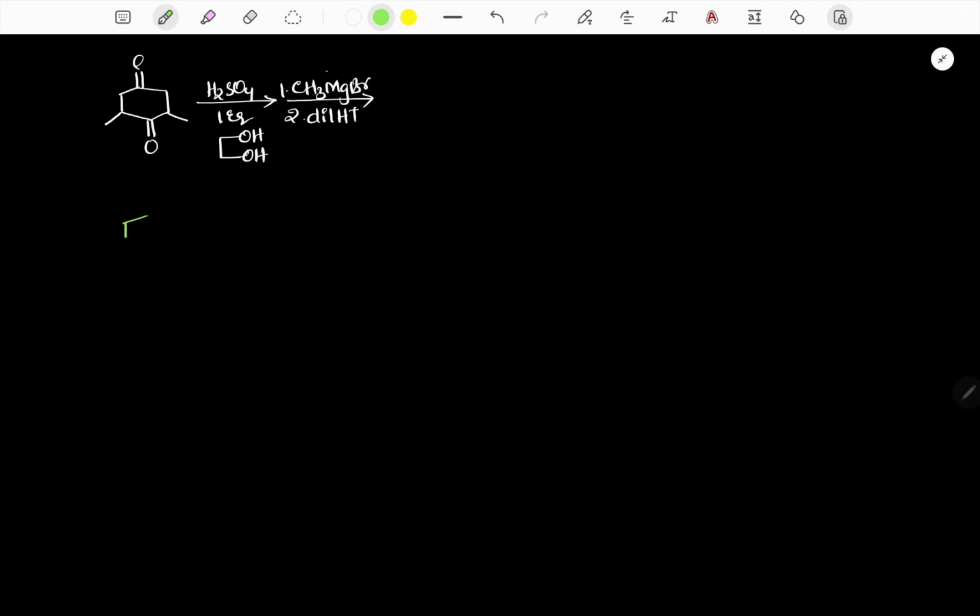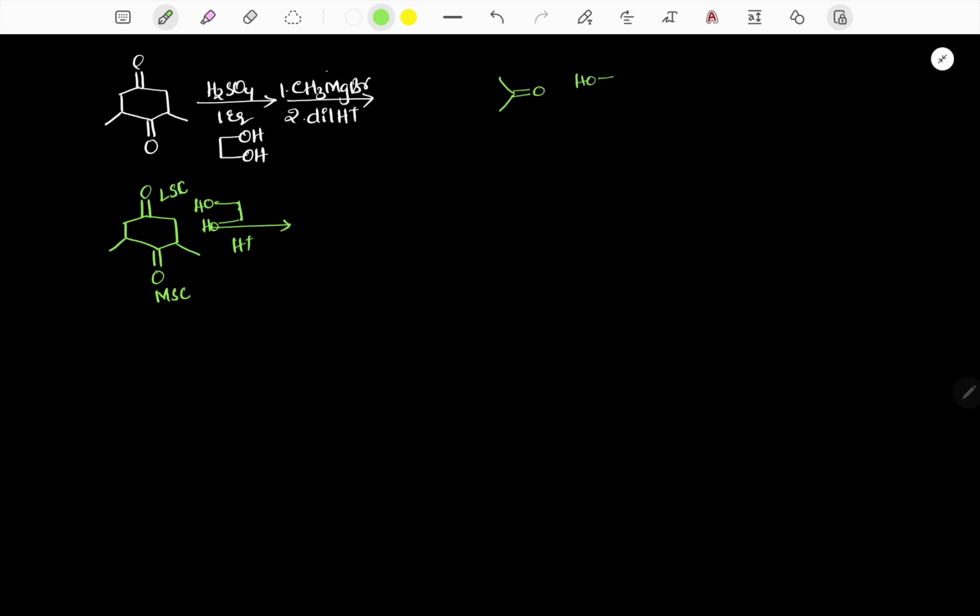The reactant has two ketones. The difference between the two ketones is that one is a less sterically crowded ketone and the other is a more sterically crowded ketone. When it is treated with ethylene glycol in the presence of acidic medium, immediately we should recollect our reaction.